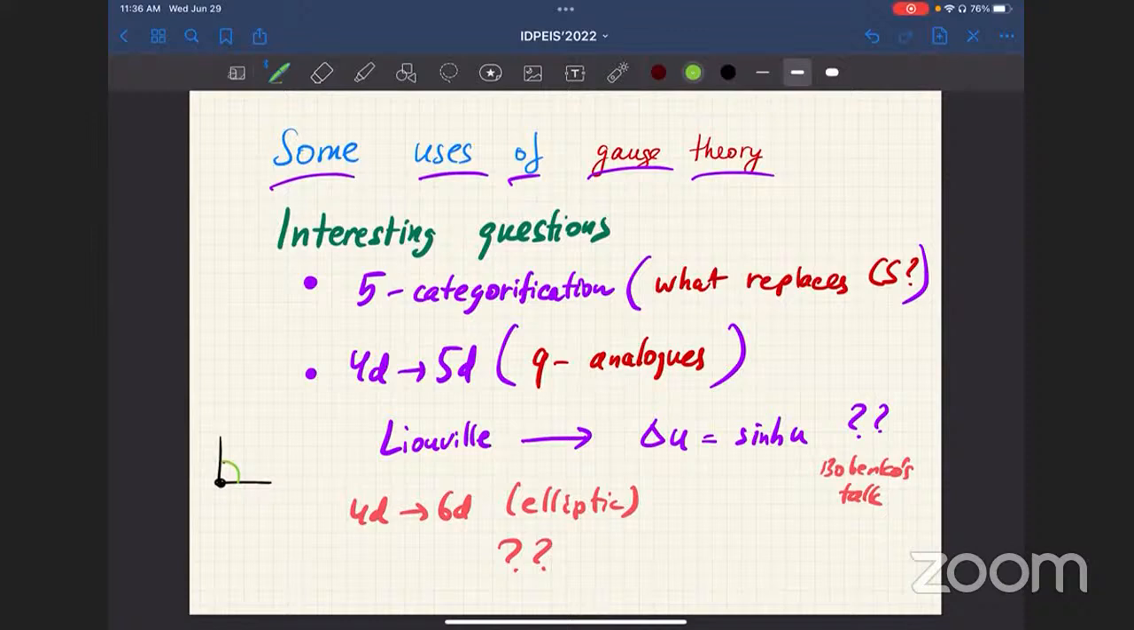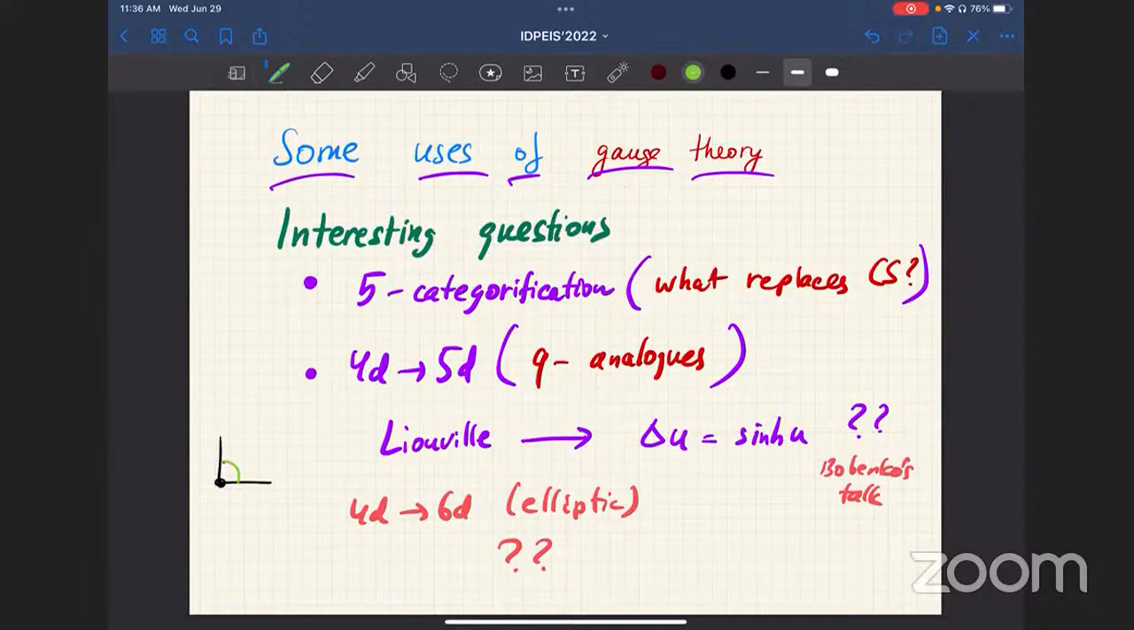Another type of question is that most of these four-dimensional theories which I described, at least all the four-dimensional theories of quiver type, admit a lift to five, and some of them admit a lift to six dimensions, meaning that these partition functions have q-analogs and some of them have elliptic analogs.